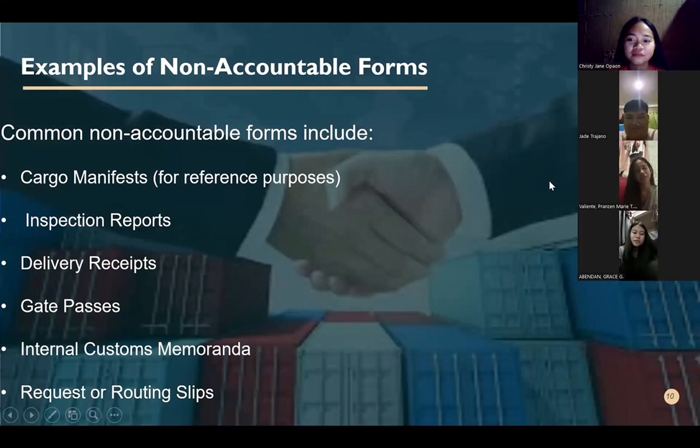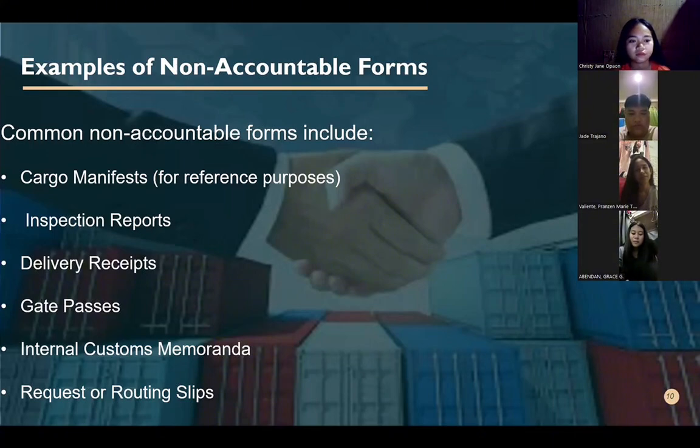Now the examples of non-accountable forms. First is cargo manifest. It is the list of cargo inside a ship or a truck for reference only. Second is inspection report. A report made after checking goods or cargo. Third is delivery receipt. It is the proof that the goods were received already. Fourth, gate passes. A permit to enter or leave the port or warehouse.